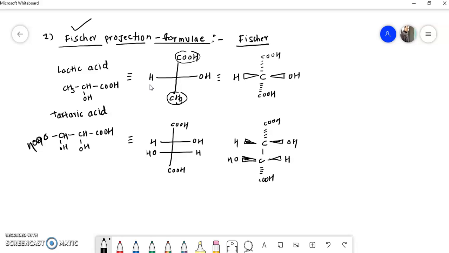You remember the meaning of this wedge line is that these groups are pointing towards us. Now, how is the Fischer projection formula drawn? First of all, you have to select the longest carbon chain. Remember, select the longest carbon chain. After selecting the longest carbon chain, you have to write the most oxidizable group on the top.